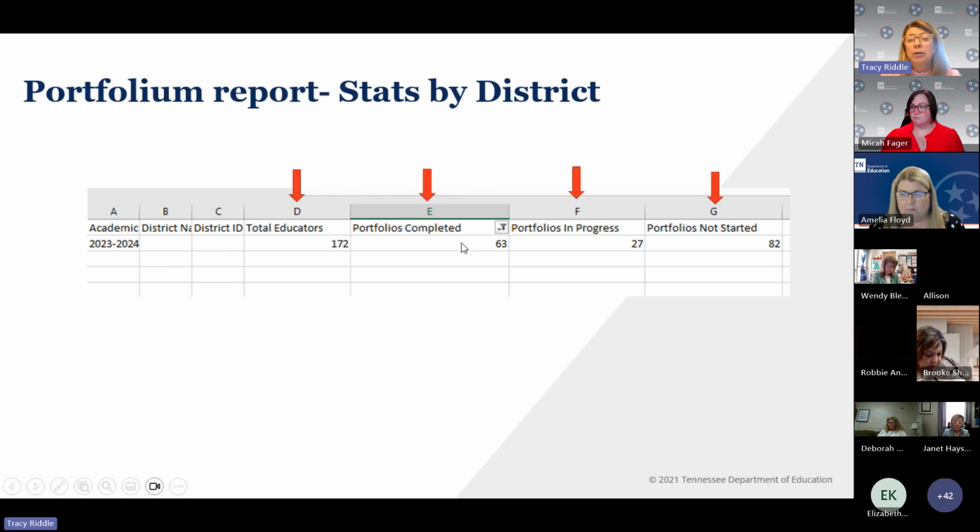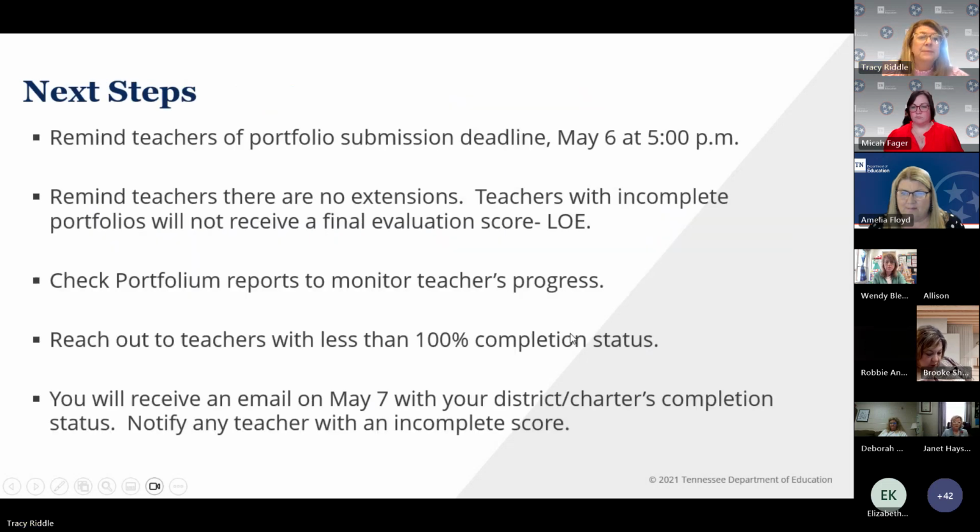When you are 100% complete, congratulations. As we get to May 6th, you'll want to check it again. You want to have your total educators and your total complete. These two numbers should be the same, and you want to have zeros for in progress and not started by 5 o'clock on May 6th.